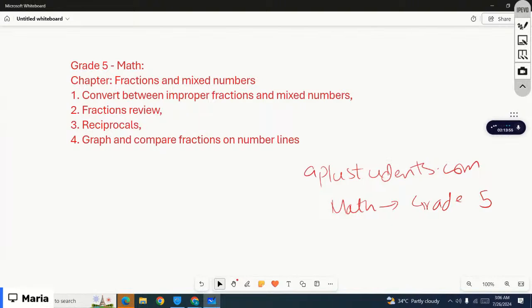We're going to start with the chapter fractions and mixed numbers. The lessons we're going to cover today are convert between improper fractions and mixed numbers, fraction reviews, reciprocals, graph and compare fractions on number line. So please make sure you have your notebook and pencil so that you can note down the important examples and definitions.